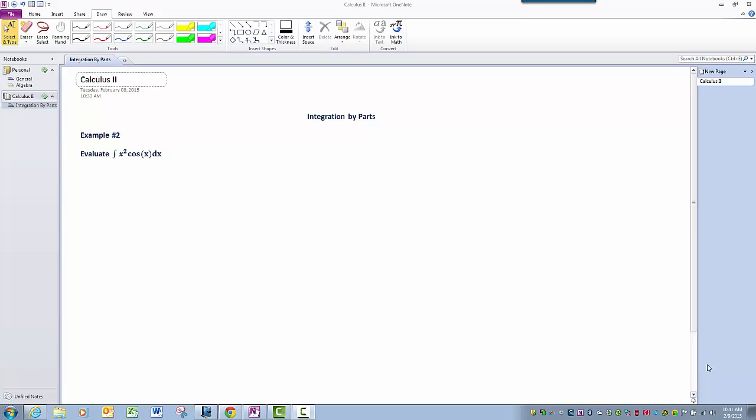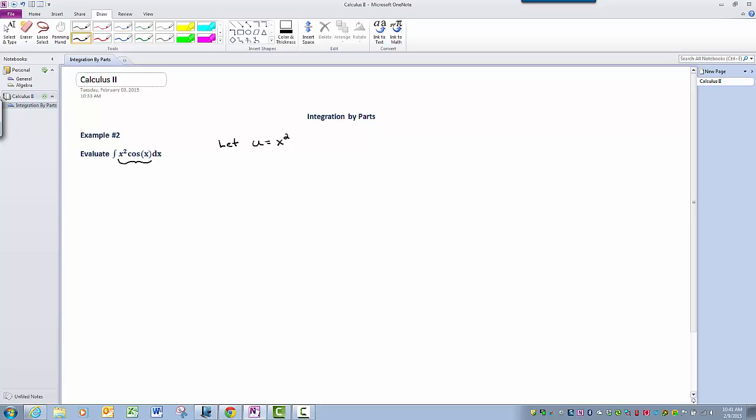In the second integration by parts problem, what you're going to see is that initially the first integration by parts doesn't give us something to completely get to the answer. So watch. When you take a look at this function, the integrand here, well, the best choice for u is x squared. So we're going to let u be equal to x squared.